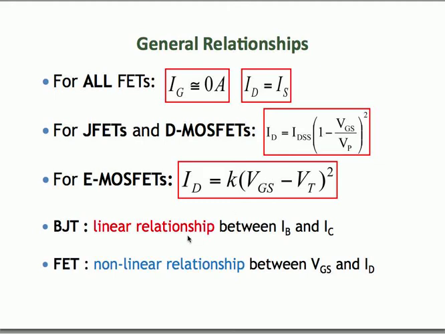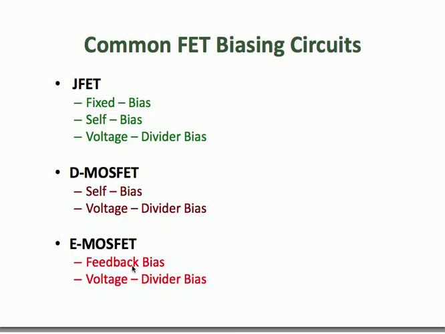For BJTs, we know that the base current and the collector current are linearly related: IC is equal to beta IB. But for FETs, the relationship between the input and the output is not linear. The input is VGS and the output is the drain current. As you can see here, there is a quadratic term in the transfer characteristic of the MOSFETs. So these are some of the common biasing circuits that we are going to study for JFET, DMOSFET, and eMOSFET in this lesson.